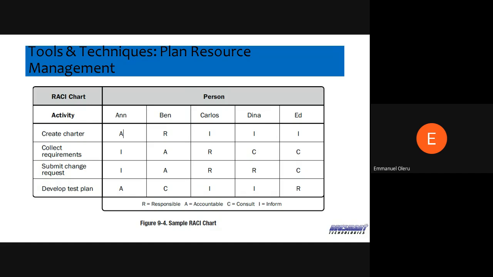Now, in this chart on my screen, you can see that to create the charter, Anne is accountable, Ben is the actual person doing the job. We need to inform Carlos, Dina, and Ed. In terms of collecting requirements, you just need to keep Anne informed, and Ben is accountable for it, but Carlos is the one actually collecting the requirements, and they are to consult Dina and Ed while going through that process.